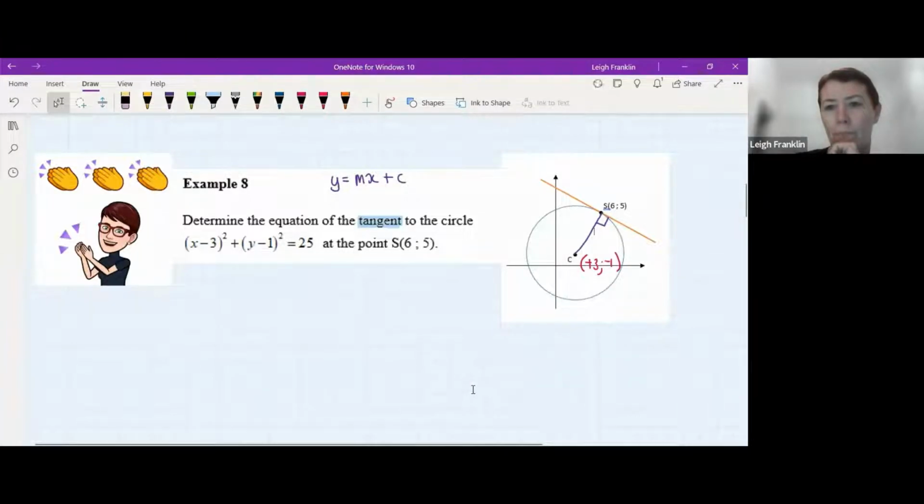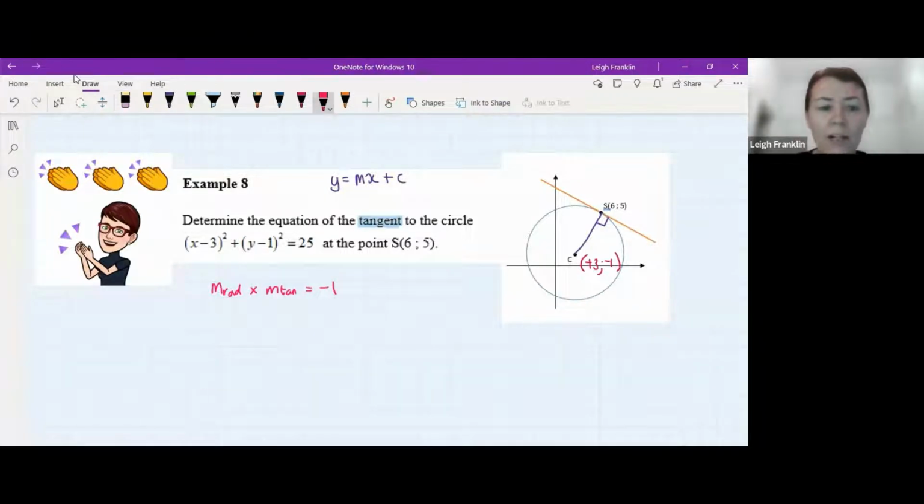They're perpendicular, so the gradient is -1. Absolutely. So the product of the gradients is -1. Quite right. So in other words, the gradient of the radius times the gradient of the tangent is equal to -1. So if I work out the gradient of the radius, I can calculate the gradient of the tangent from that. How do I calculate the gradient of the radius?